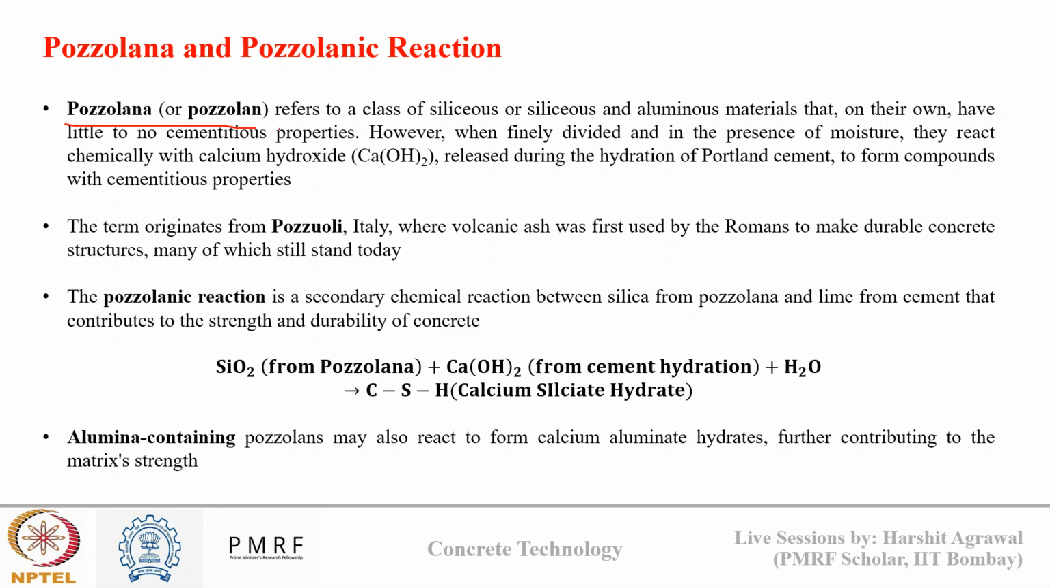So in this slide you can see a pozzolan refers to a class of siliceous or aluminous material which on its own doesn't have any cementitious property. However, when finely divided and in the presence of moisture, it can react with calcium hydroxide, which is released during hydration of Portland cement, to form compounds having cementitious properties. So these pozzolans are just amorphous silica and alumina that was produced as a byproduct during the metal industry. They themselves can't react with water, but in the presence of calcium hydroxide, they can react with moisture.